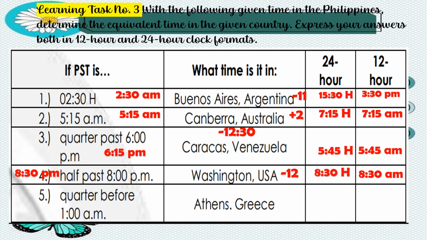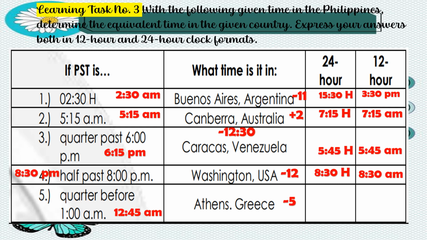Okay? And then, 830 hours. Okay, for number 5, quarter before 1 a.m. Ano ba yung quarter? Sabi nga natin is quarter is 15, kaya lang before 1 a.m. So, ibig sabihin, quarter to 1, diba? So, that is 12:45 a.m. So, sa Athens, Greece naman, is behind lang sila ng 5 hours sa atin.